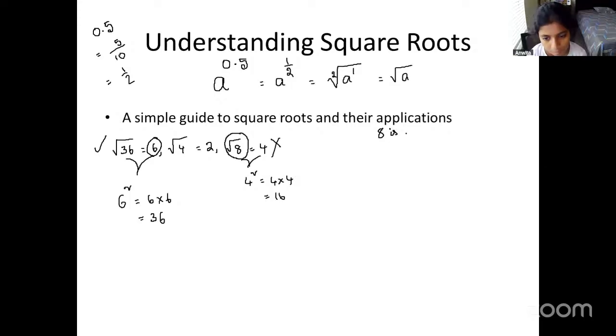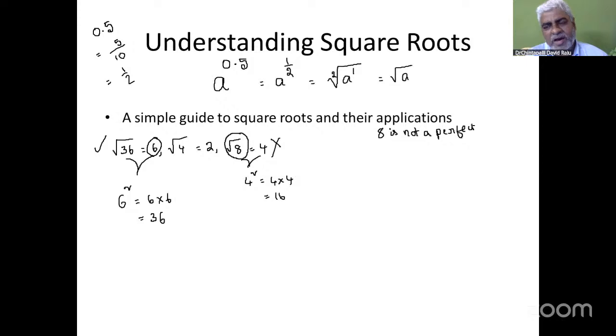It has another name, perfect square or square number. Some call it perfect squares, some call it square number, right? 36 is a perfect square, 4 is a perfect square, but 8 is not a perfect square. That's why there is no integer root for 8, since it is not a perfect square.